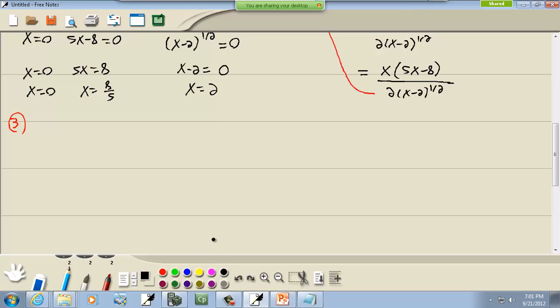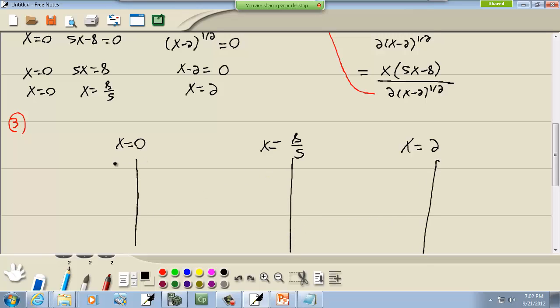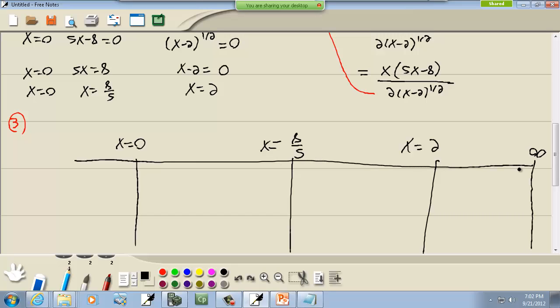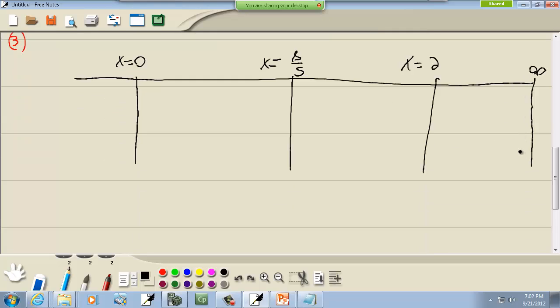So step 3, build our table of intervals. Looks like our smallest number is 0. Our next one is, what is our next one? This is 1 and something, so that'd be the next one. And then this one is 2. And we want our table of intervals. There's infinity, and over here is negative infinity. Now I want to pick test cases.